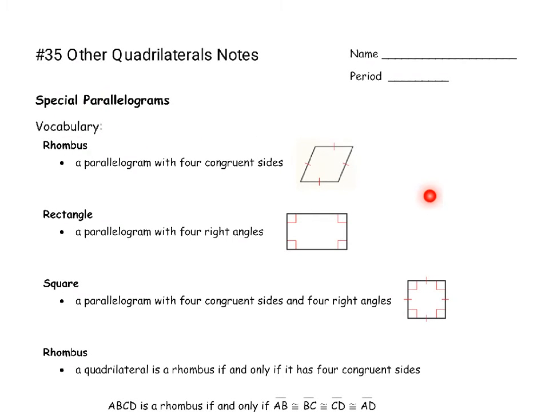Hey kiddos! Today we are going to be talking about a few other types of quadrilaterals, which are actually special types of parallelograms, and they are the rhombus, the rectangle, and the square. So a rhombus is a parallelogram with four congruent sides. A rectangle is a parallelogram with four right angles, and a square is basically the child of a rhombus and a rectangle put together, because a square is a parallelogram with four congruent sides and four right angles.